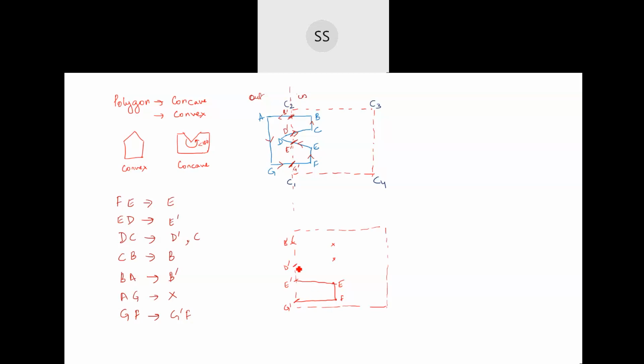Then I have this, which is called C, and this is called B. So this is how I draw. This is my output.